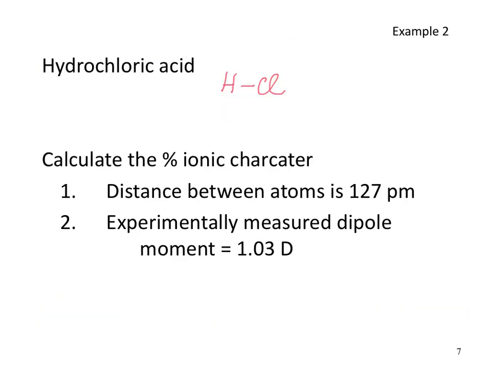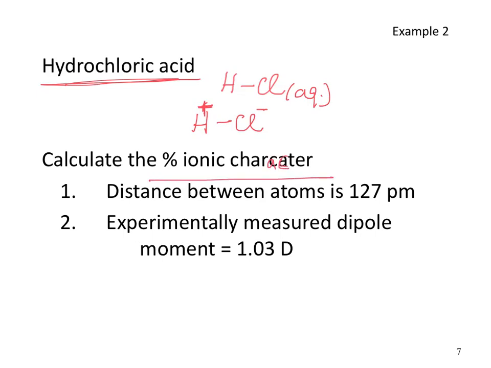We have HCl, hydrochloric acid. That means it's HCl aqueous. And so you have H and Cl, which hopefully would break. And if they do, then you should have an H plus and a Cl negative. The question is that you have to determine the percentage ionic character. The data that is given is that the distance between the atoms is 127 picometers. That basically is your bond length. Experimentally measured dipole moment is 1.03 dBi.